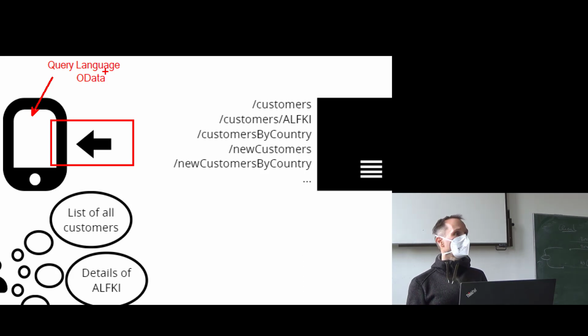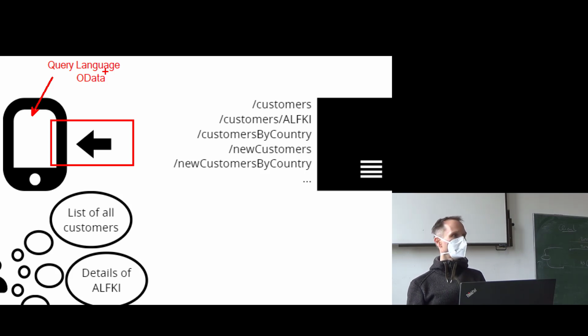OData has essentially been invented or driven forward by two companies. Microsoft on the one hand side, and can you guess the second one? Probably not. SAP. So whenever you want to access an SAP system, you will also deal with OData. OData is one of the most important standards in that area. So whenever you access SAP, SharePoint, Office 365, Exchange, Active Directory, things like that, you always use OData.